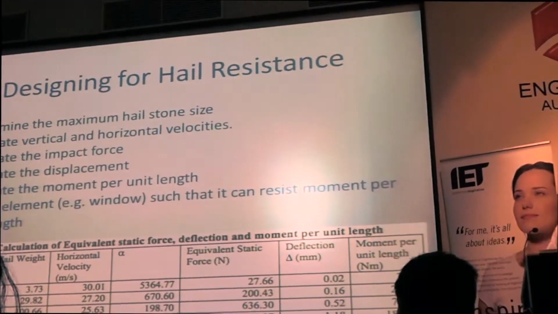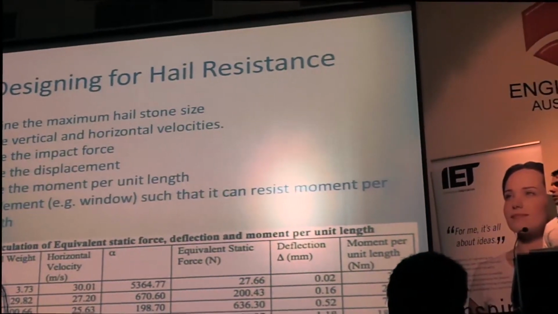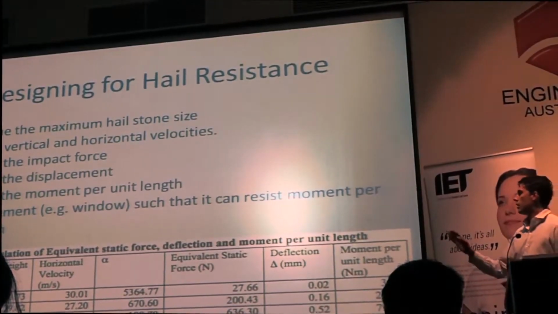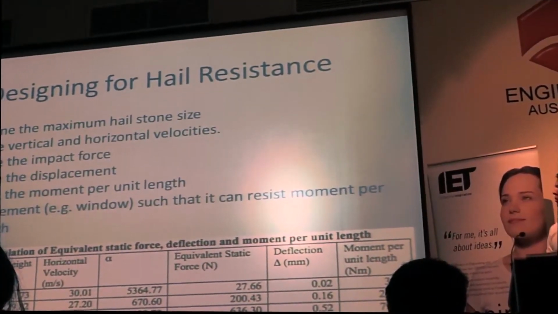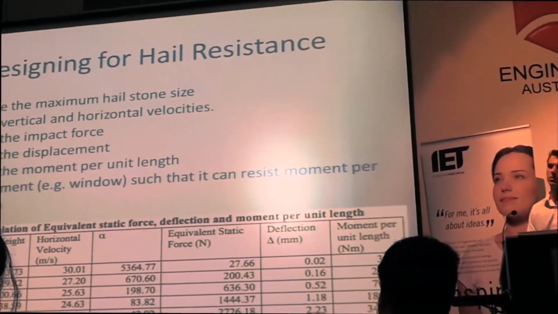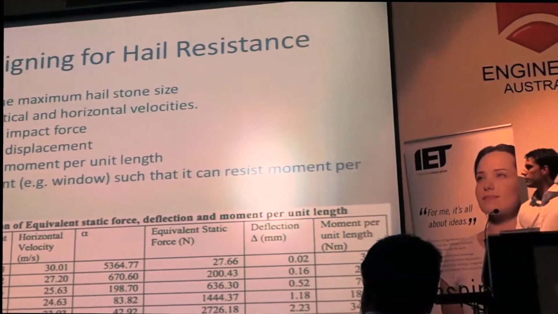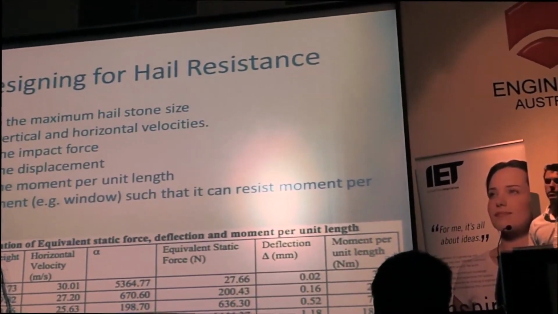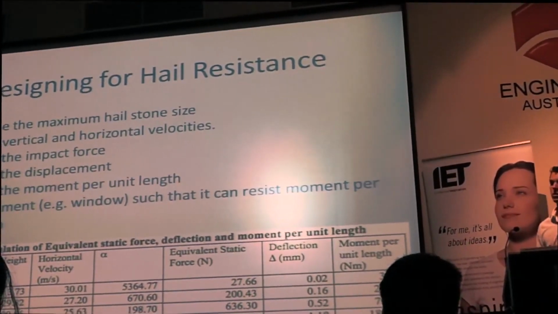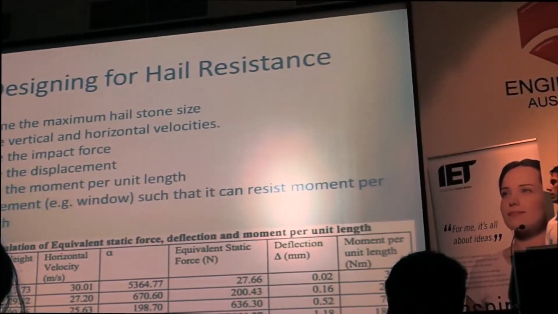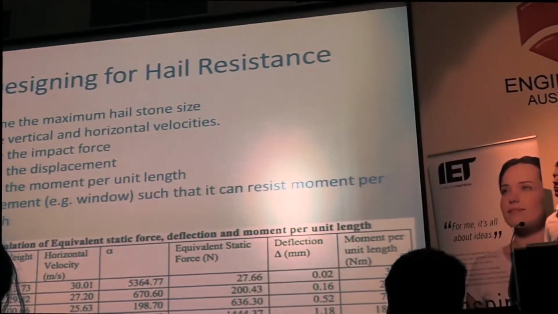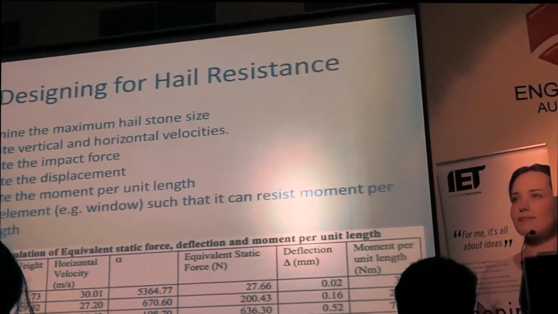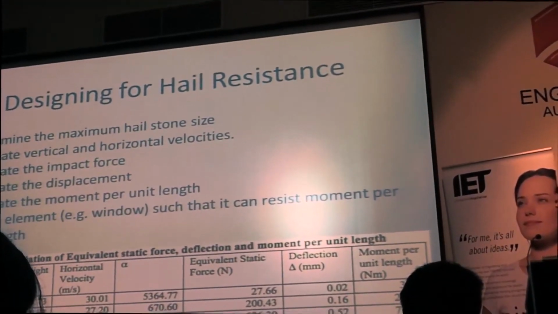The next alpha term is the ratio between the mass of the impactor and the target. And then the next step is to determine the equivalent static force. This I used an equation which was established by Professor Nelson Lamb at the University of Melbourne, which accounts for rebounds, which occurs when there's hail. Obviously the hail bounces back, and the mass of the two structures that are colliding. Then you get deflection, and finally the most important thing is you get this moment per unit length.